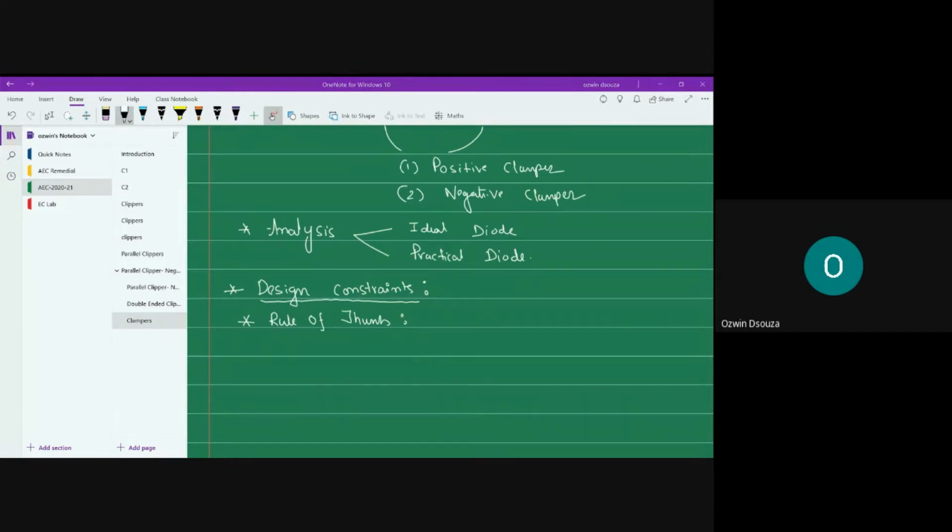Have you heard of this rule of thumb in the previous semesters or something? Have you heard of rule of thumb? Yes or no, you can type.